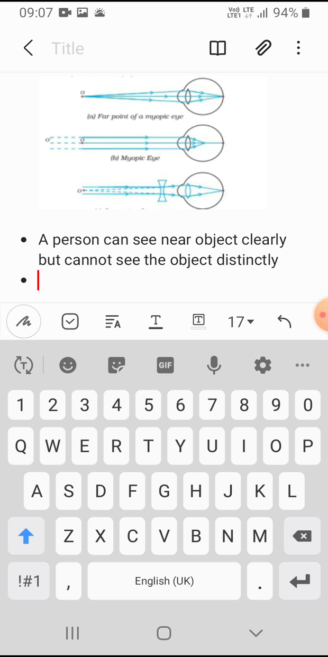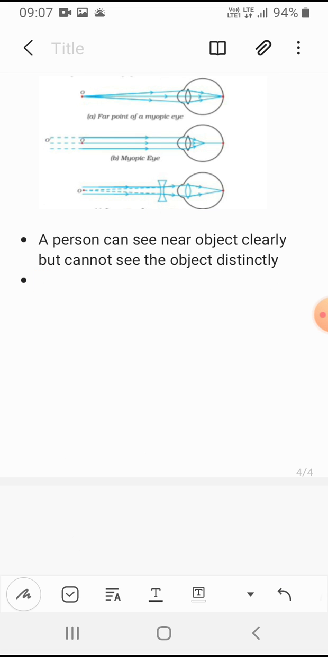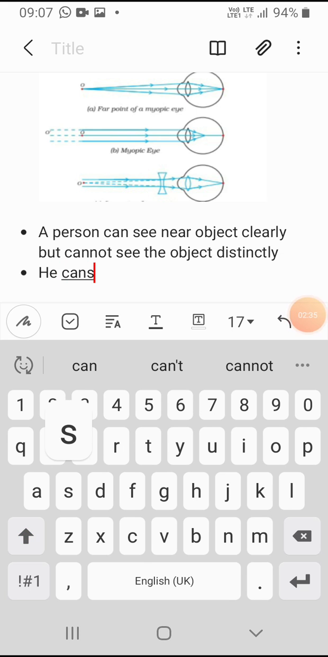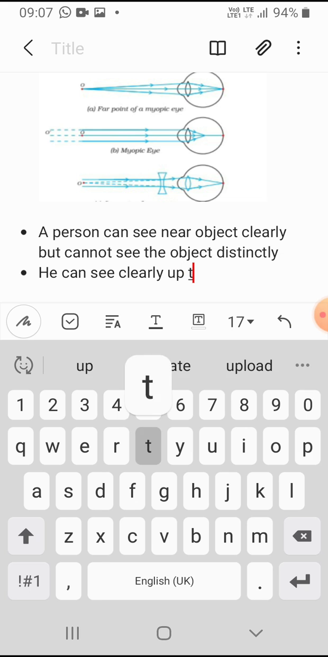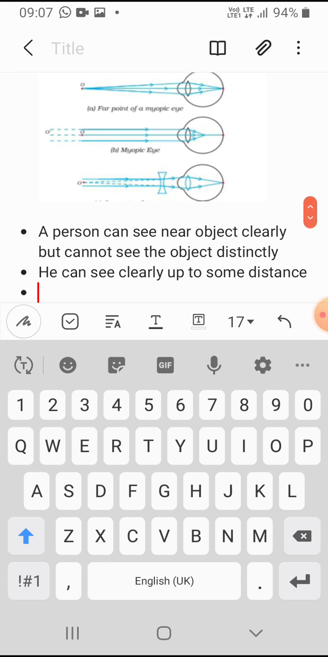But for the far point, all the lines. Those who don't have myopia can see all the things correctly. See here, all the lines are going to that object only. But here, those who have the myopia eye problem can see only one line. They can see a little bit. So he can see clearly up to some distance.